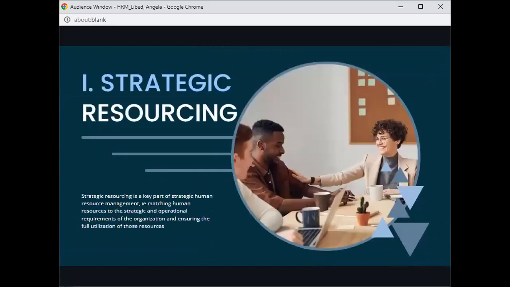And now let's proceed to strategic resourcing. Strategic resourcing is a key part of strategic human resource management, matching human resources to the strategic and operational requirements of the organization and ensuring the full utilization of those resources.